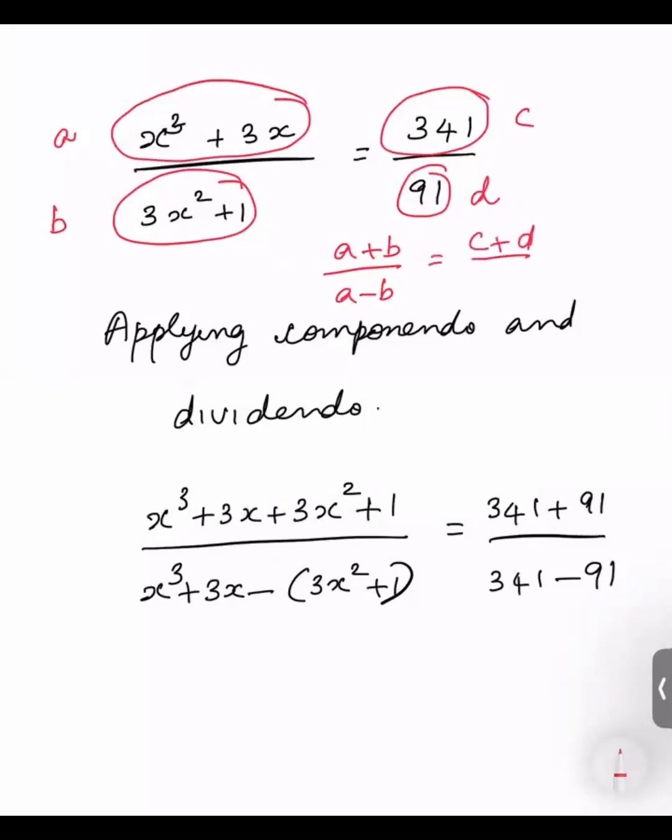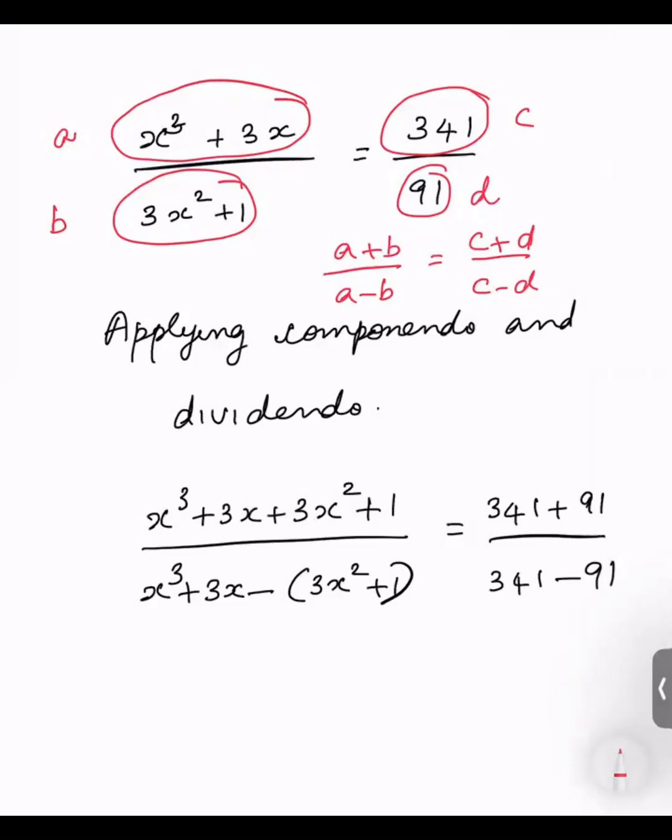Yeah, sure. So this is what componendo and dividendo property is saying. If A, B, C, and D are in proportion, you should understand that it is A plus B by A minus B equal to C plus D by C minus D. This is what componendo and dividendo property says.